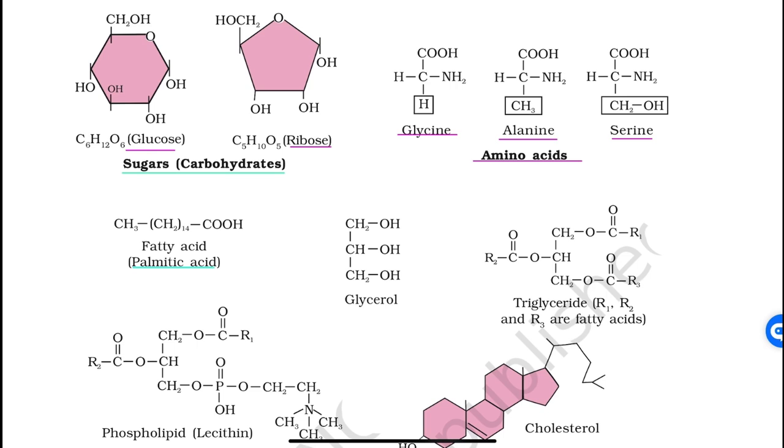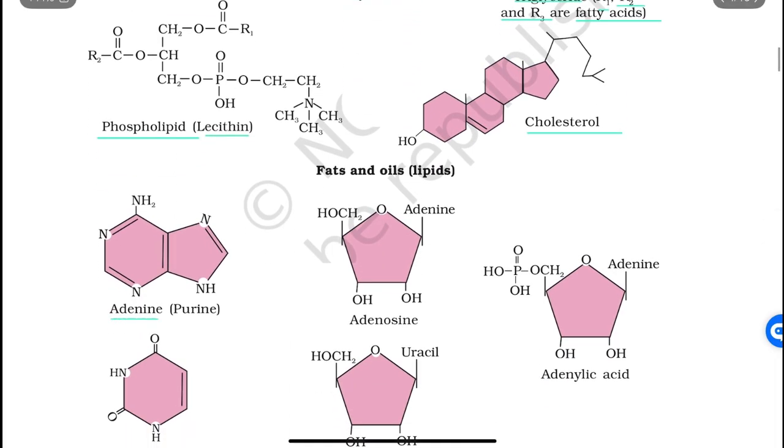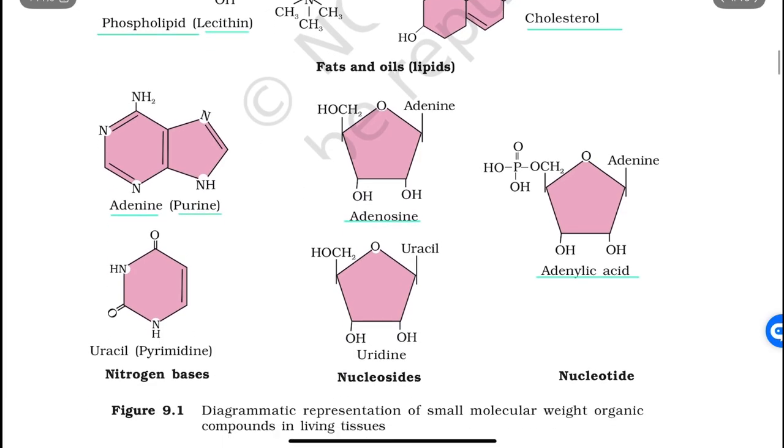Here, this is palmitic acid, this is glycerol, this is triglyceride. R1, R2, and R3 are fatty acids here. This is phospholipid, lecithin. This is cholesterol. This is adenine, purine, adenosine. This is adenylic acid. This nucleoside is uridine, this nucleotide, and uracil, a pyrimidine, nitrogen bases.